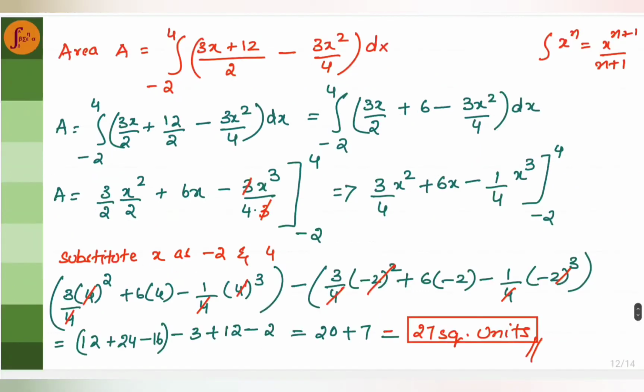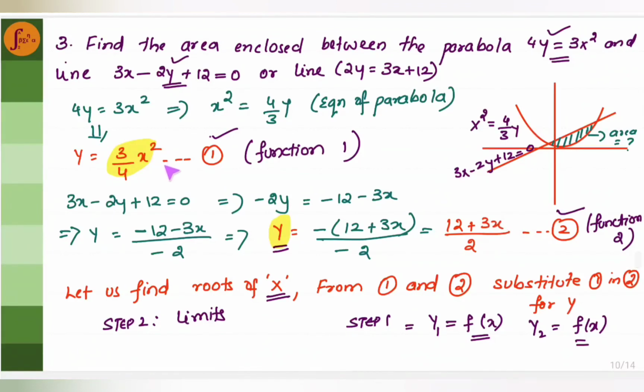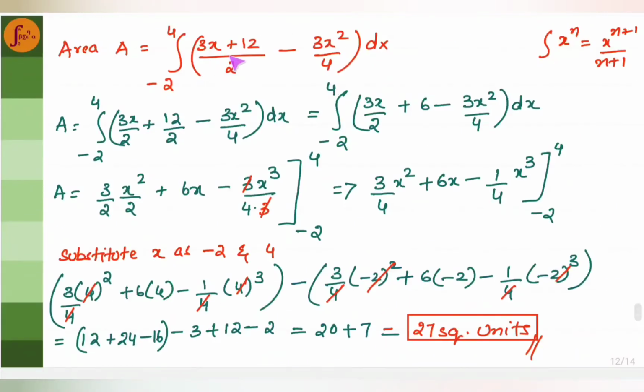Step 2 is done. Now let's come to the last step. We'll have to find the area. So we'll apply integration on these two functions. So this is one function and this is one function, right? 3 by 4x square and 12 plus 3x by 2. Take both of these functions. Now we'll integrate one by one. So let's split this first, right? Let's split it because there is a common denominator here. Let's write it as 3x by 2 plus 12 by 2 minus 3x square by 4.